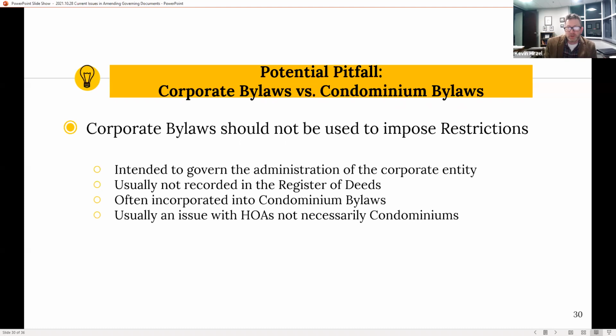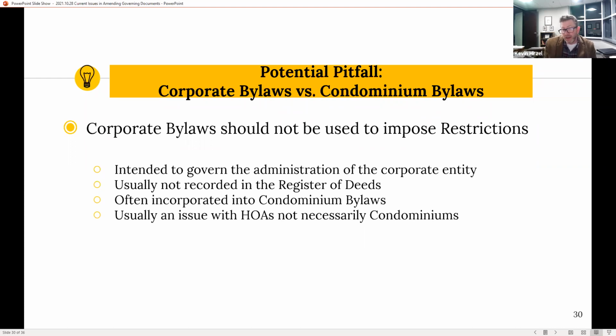There is a fundamental difference between the corporate bylaws, or what's known as association bylaws, and condominium bylaws. If you are amending your corporate bylaws only, corporate bylaws should not be used to impose new restrictions. They are intended to govern the administration of the corporate entity: meetings, directors, how to vote, what constitutes a member, not necessarily what you can and cannot do with your property. Corporate bylaws are not usually recorded in the Register of Deeds. If they are, that's an undue complication.